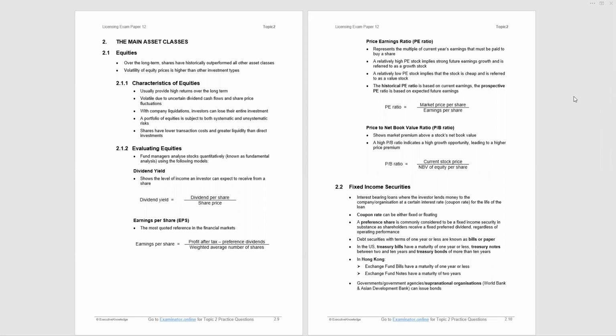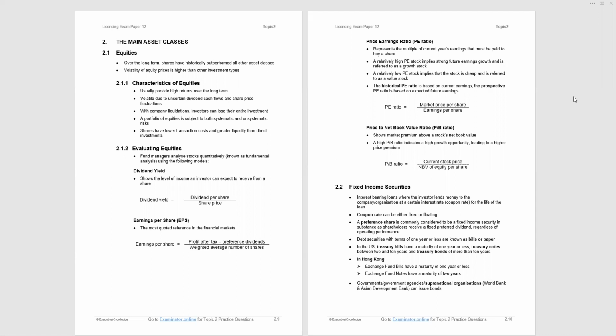Now, these are securities that pay usually a fixed income, a fixed interest rate, although we can have a floating rate. But let's look at the details. These are interest-bearing loans where the investor lends money. So you're buying, for example, a bond. You're lending money to a company at a certain interest rate. Now, that will be the coupon rate for the life of the loan. Now, a coupon rate can either be fixed or floating, but the most common type in the markets is fixed, and that's what we will be studying.